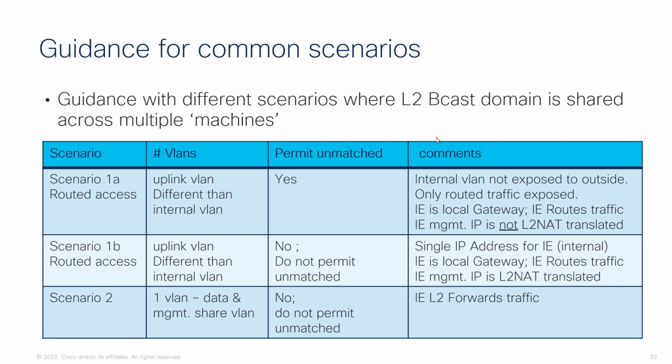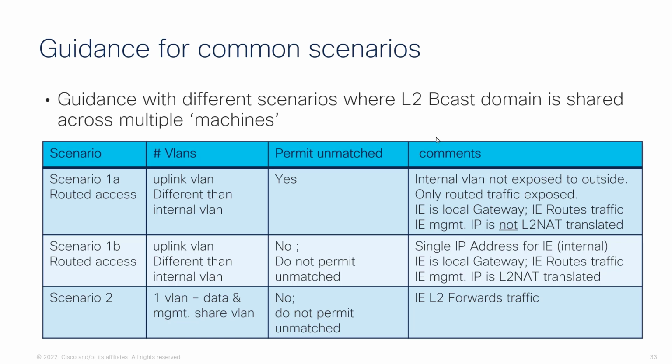And then scenario 2 is one we talked about with a single VLAN, where the data and the management are sharing the VLAN, and permit unmatched is not recommended. So do not permit unmatched. So the only one where you can permit unmatched is scenario 1A.